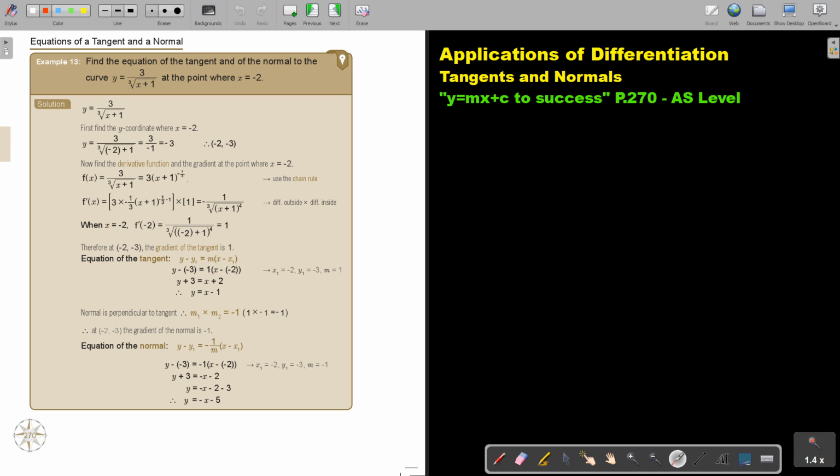Okay, so basically we take this -2 and we substitute it in the original equation. And if we do that, we get -3. Okay, so you must have the full coordinate. So now find the derivative function and the gradient at the point. Now, because the function is more complicated, we're going to go for the chain rule.